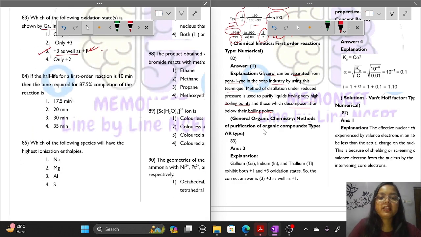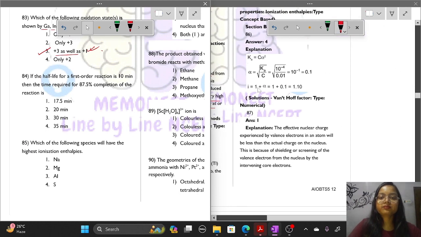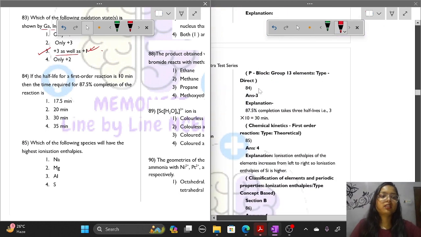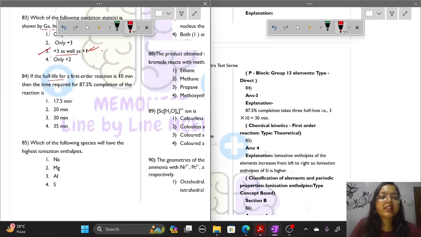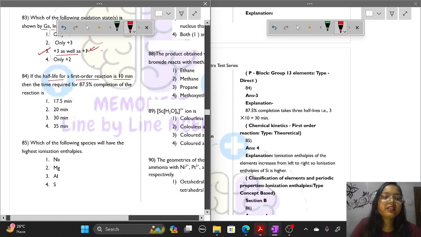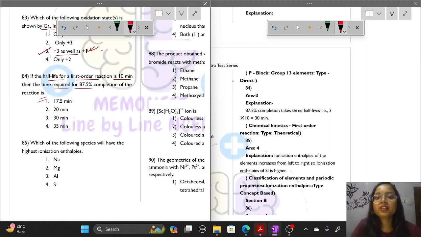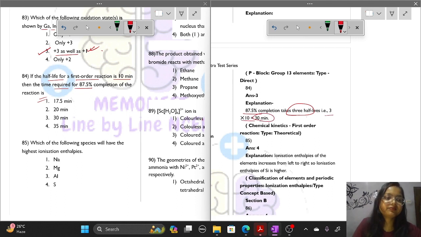Next is question number 84. If the half-life time of a first order reaction is 10 minutes, then the time required for 87.5% completion of the reaction is. What is the time required for 87.5% completion? So it will be 3 into half-life times. So it will be 3 into 10, which is 30 minutes. This is the shortcut. This is the short form of solving the question.